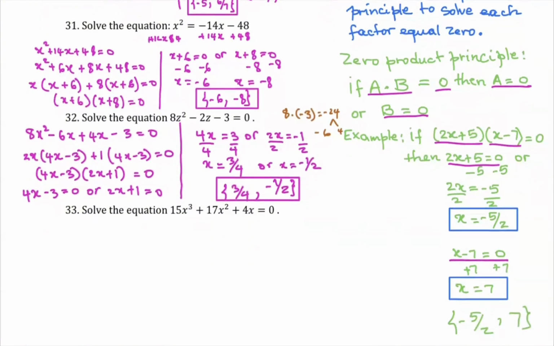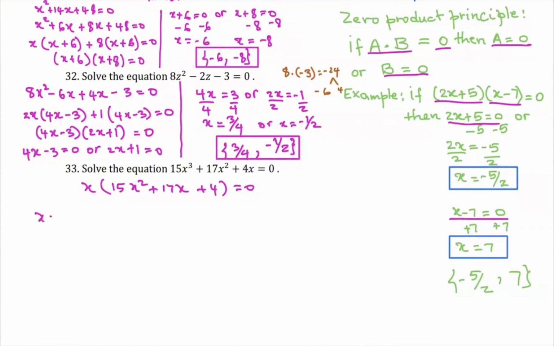And then next, we will check to see if there's a GCF. Since this is a cube, but we are solving a quadratic equation, that's a sign that we may have a common factor that includes the variable x, right? So let me factor out x. So that's 15x squared plus 17x plus 4 equals 0. So we can solve this x equals 0, or because it's still a product of this factor and another factor, you can apply the zero product principle to that too.